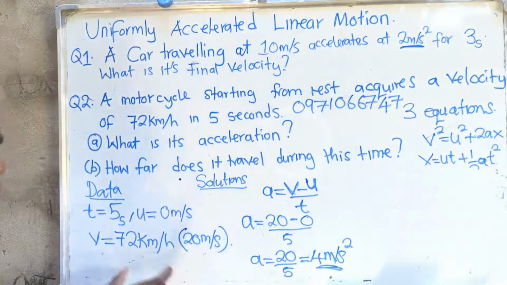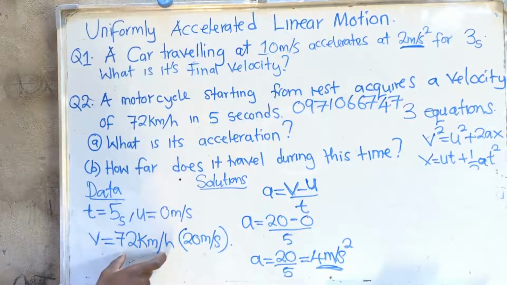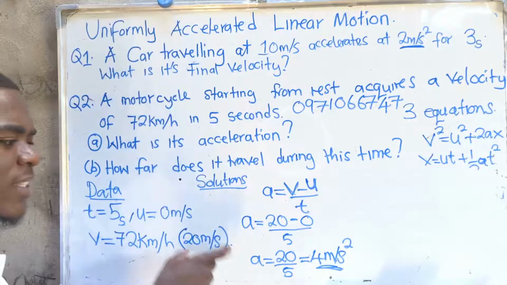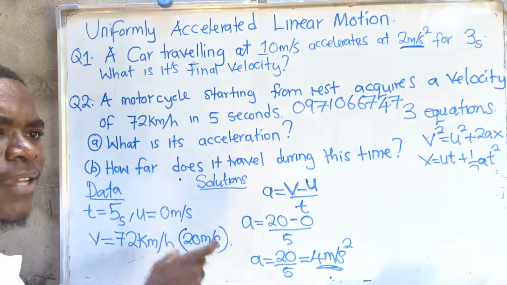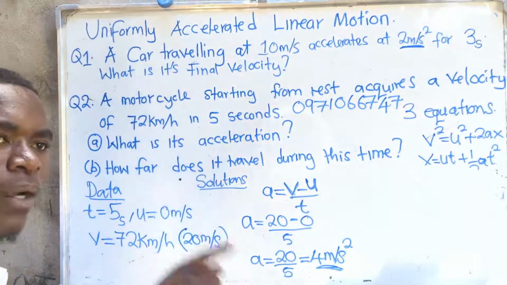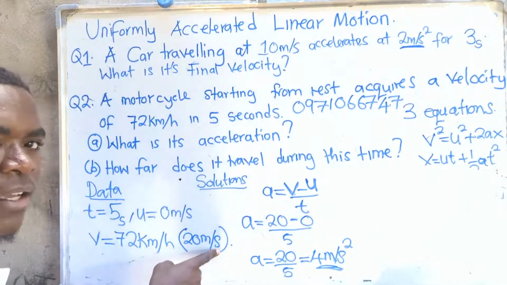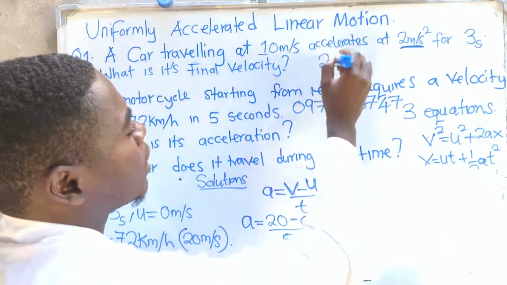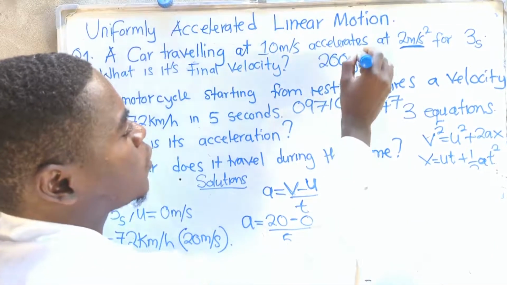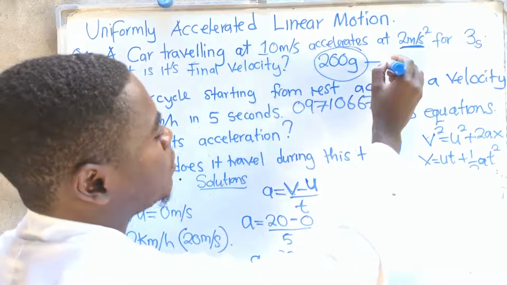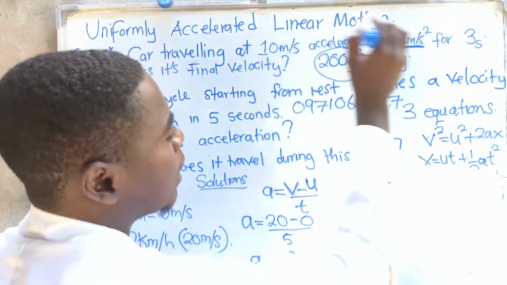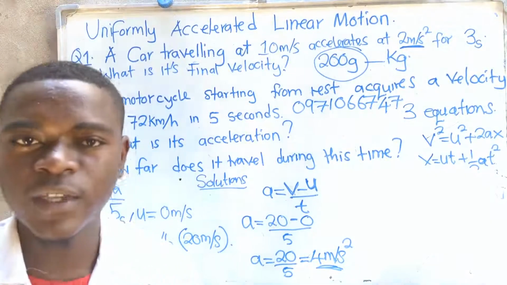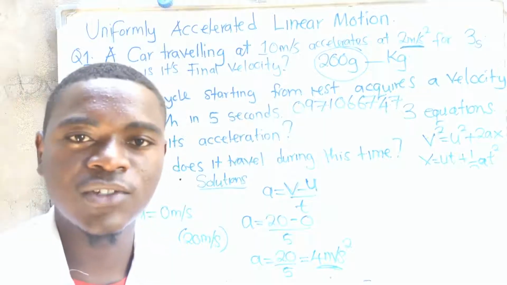So the key point was this one. You need to change 72 kilometer per hour to meter per second. Why are we changing it to meter per second? What is the SI unit for distance? Meters. What is the SI unit for time? Seconds. So this is the reason why we are converting. That's why if you are given a question where you are given 200 grams, for you to calculate that question in physics it should be changed to what? Kilogram, which is kg. We always put the units in their specific SI units. This is what you are supposed to do.